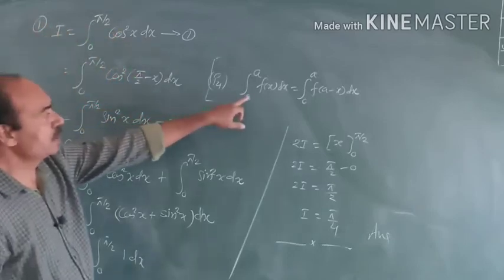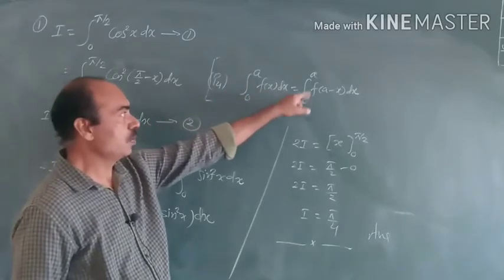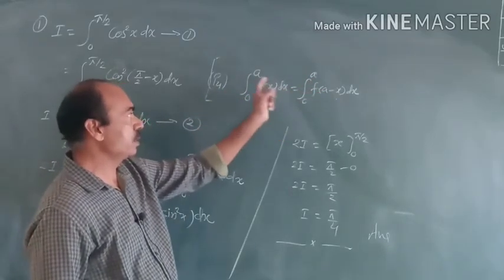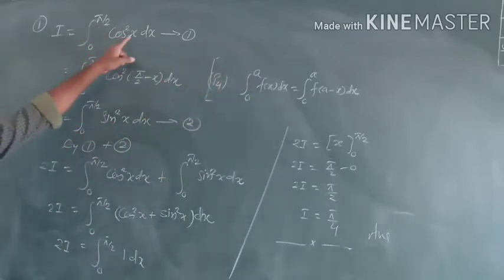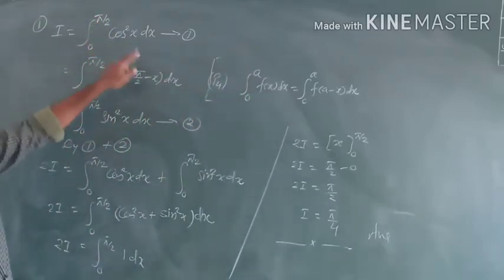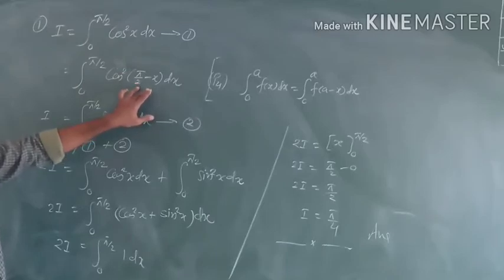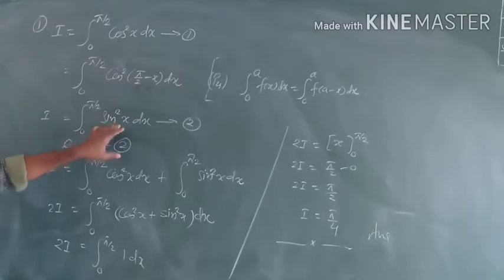Property number 4 says the integral from 0 to a of f(x) dx equals the integral from 0 to a of f(a minus x), meaning upper limit minus x. Here the upper limit is pi by 2, so in place of x, write pi by 2 minus x. Cos of 90 minus theta is sin theta, so it will be sin square x. Now give this equation number 1 and this equation number 2.